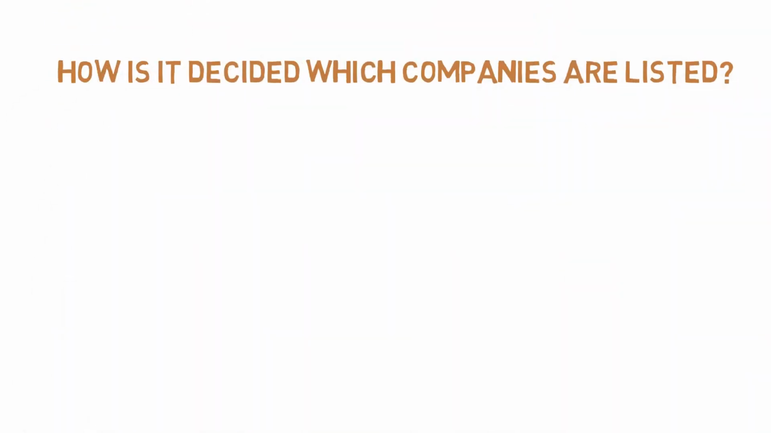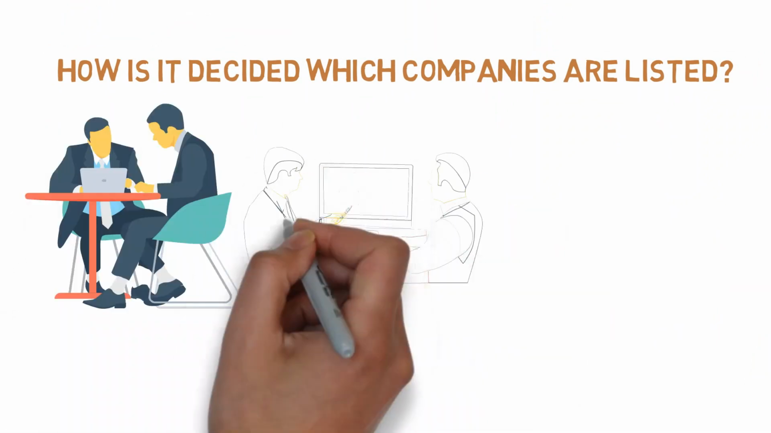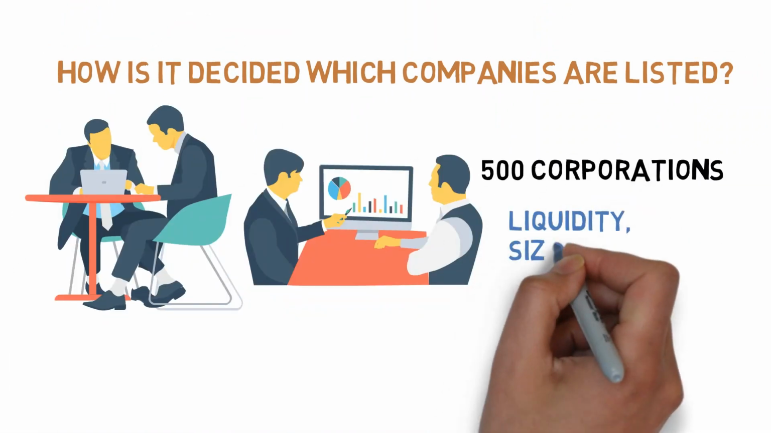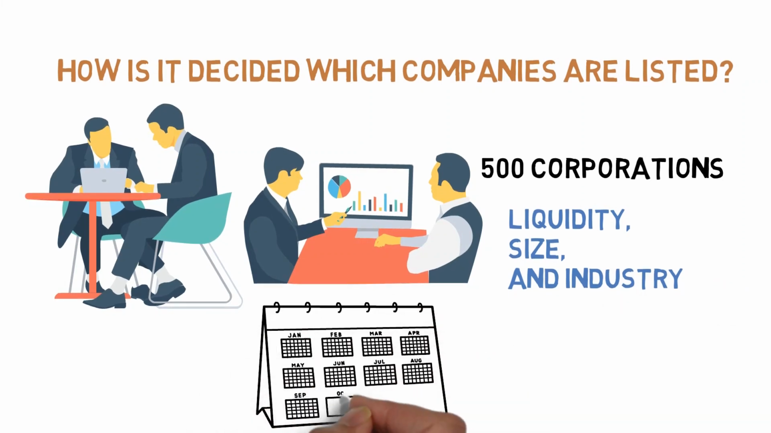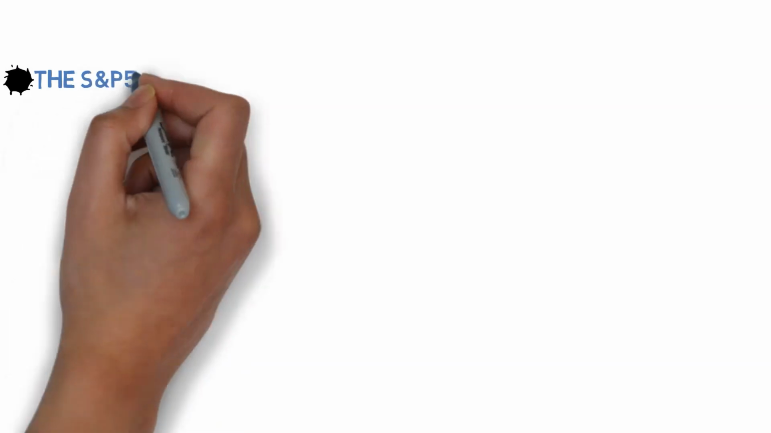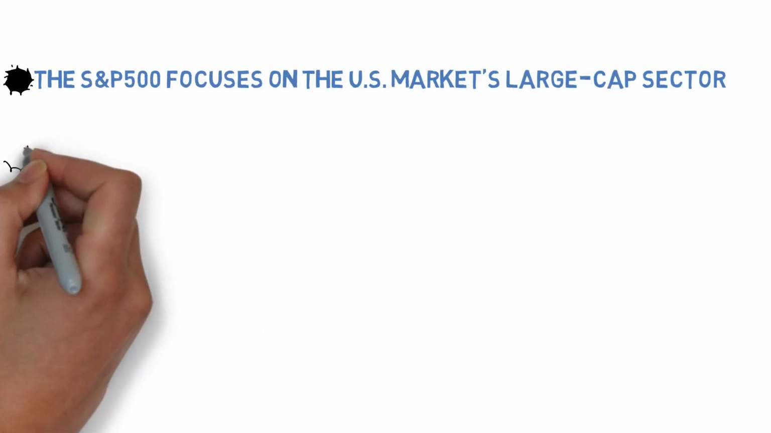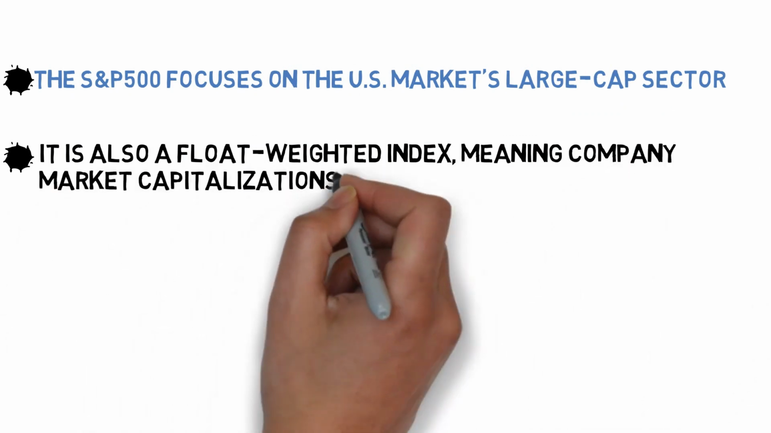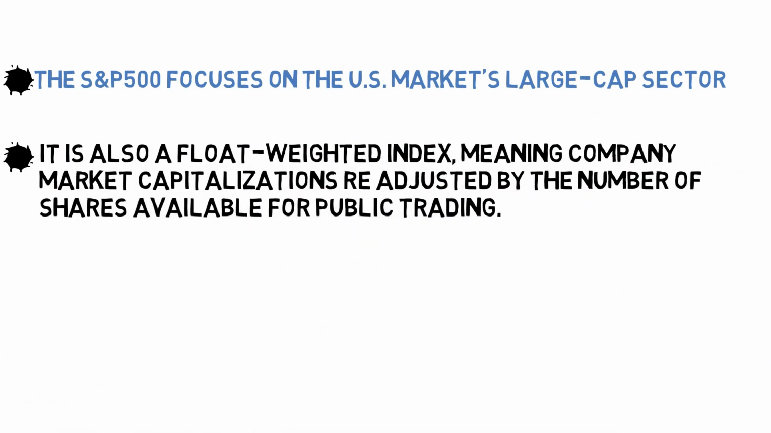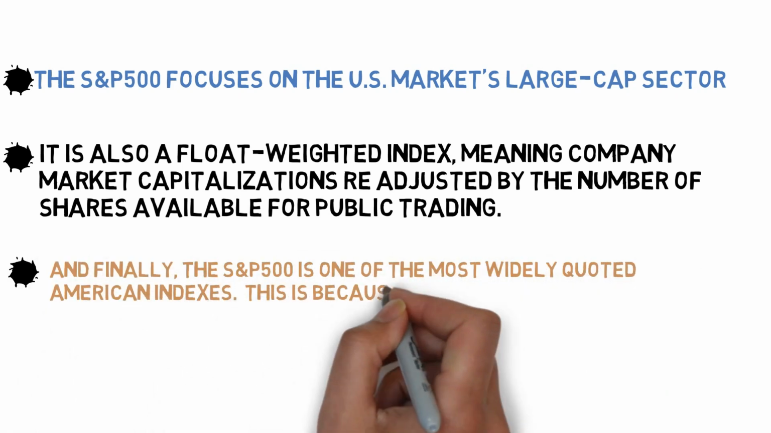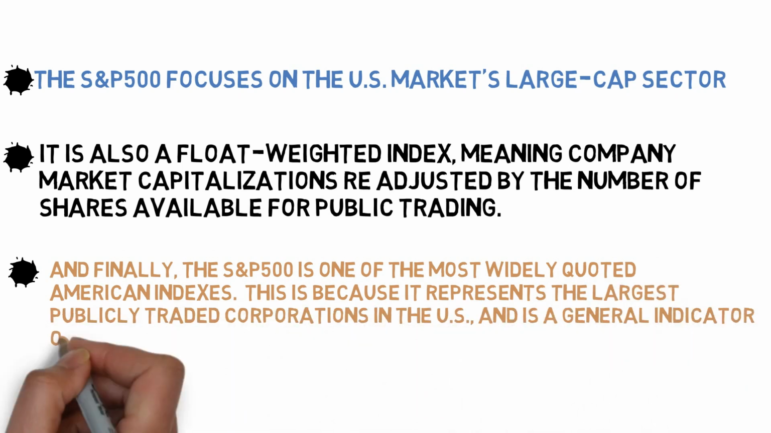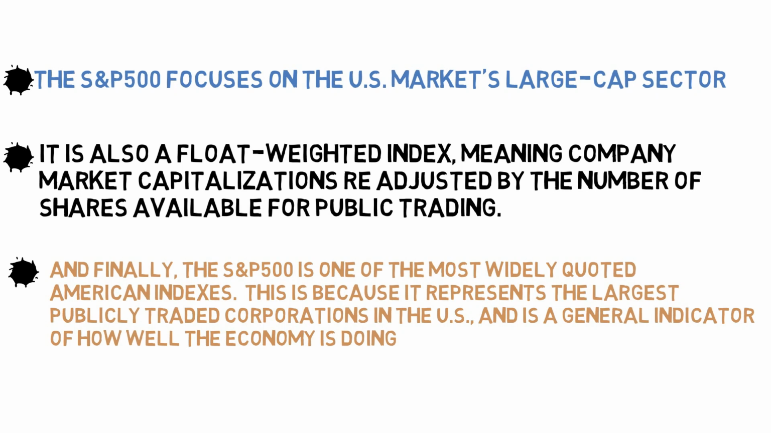How is it decided which companies are listed? A committee selects each of the 500 corporations listed on the index based on their liquidity, size, and industry. It's also important to note the industry rebalances the index quarterly in March, June, September, and December. The S&P 500 focuses on the U.S. market's large-cap sector. It is also a float-weighted index, meaning company market capitalizations are adjusted by the number of shares available for public trading. And finally, the S&P 500 is one of the most widely quoted American indexes. This is because it represents the largest publicly traded corporations in the U.S. and is a general indicator of how well the company is doing.